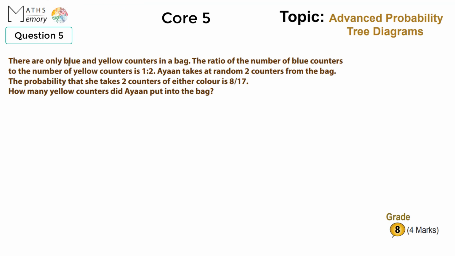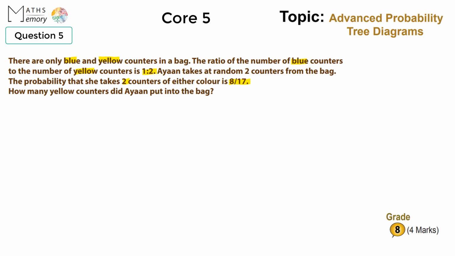Now, there are only blue and yellow counters in a bag, 2 different color combinations. The ratio of the number of blue counters to the number of yellow is 1 to 2 respectively. So for every 1 blue, there are 2 yellow. Aryan takes at random 2 counters from the bag. Okay, so there are 2 stages or 2 legs to this question. The probability that she takes 2 counters of either color is 8 over 17. How many yellow counters did Aryan put into the bag?